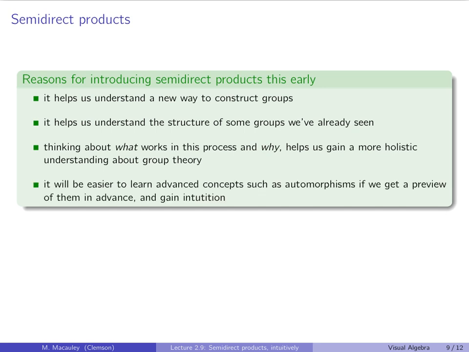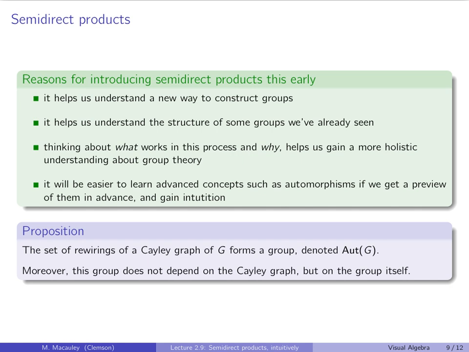Also, it will be easier to learn advanced concepts such as automorphisms if we get a preview of them in advance and gain intuition. Otherwise, it will feel like I'm pulling it out of left field. One thing that I want to mention here, we won't be able to prove it until chapter 4, but it should seem reasonable that the set of rewirings of a Cayley graph of G forms a group, denoted Aut of G. What's less obvious is that this group does not depend on the Cayley graph, but it depends on the group itself.